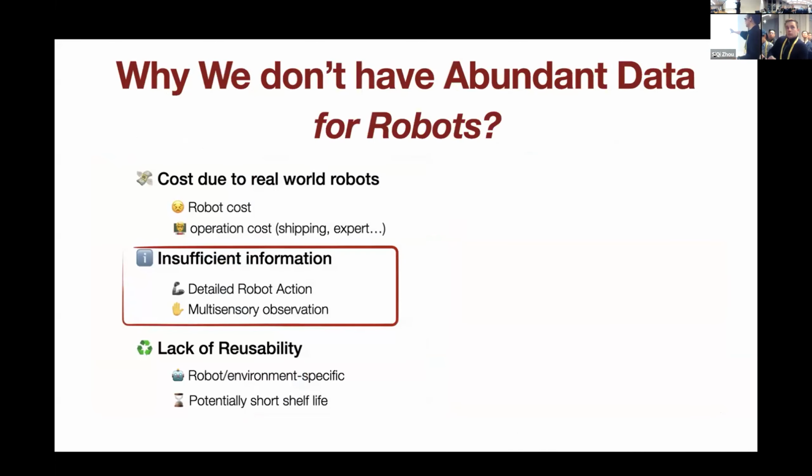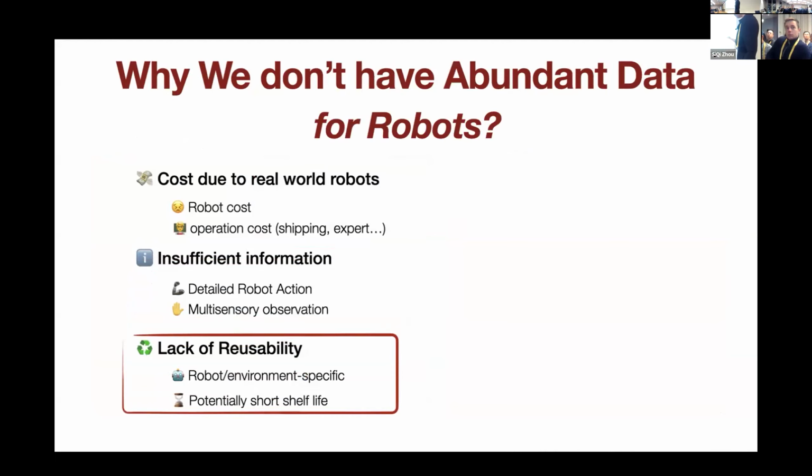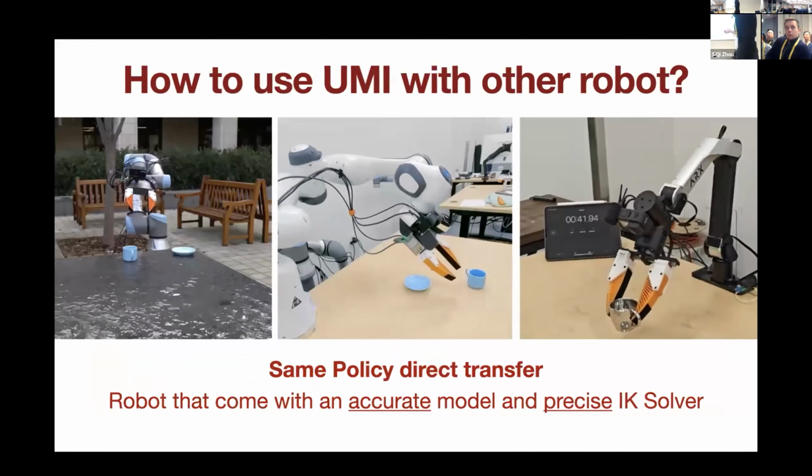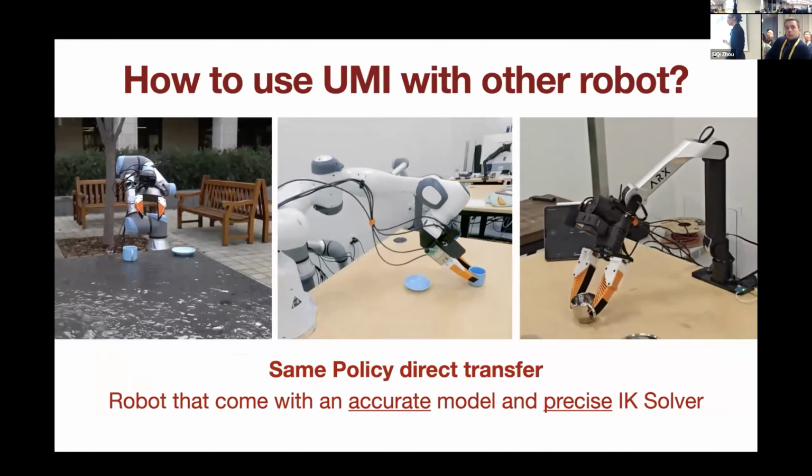So that is about the last point, getting sufficient information, in particular force and tactile feedback. The last thing is reusability of the data. Can we reuse the data for different robots, different projects? This is indeed the most common question I get asked: how to make the UMI system or UMI policy workable for a different robot.